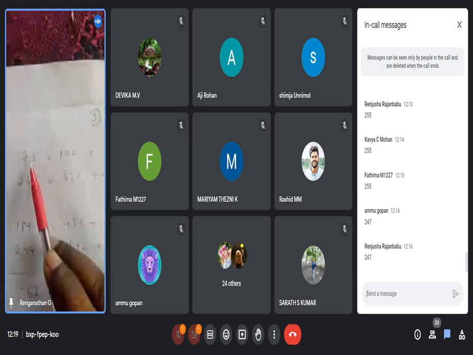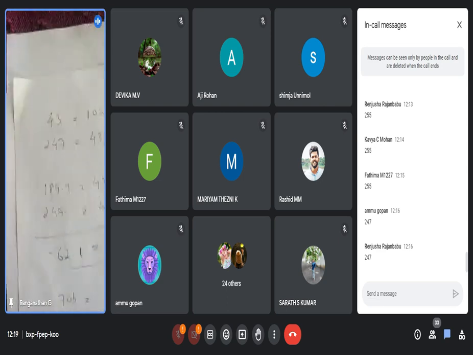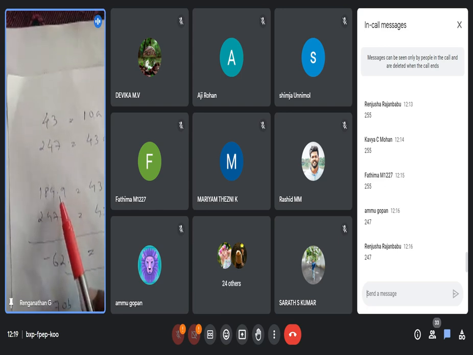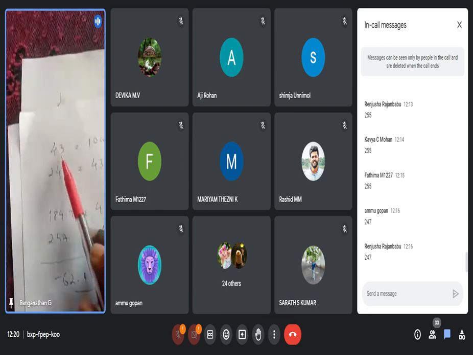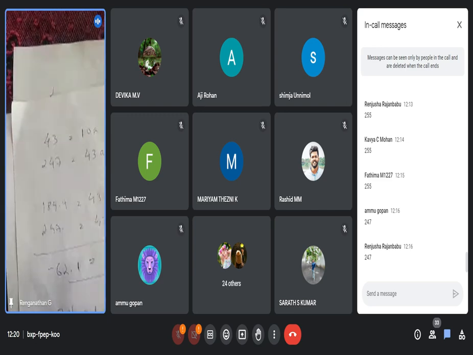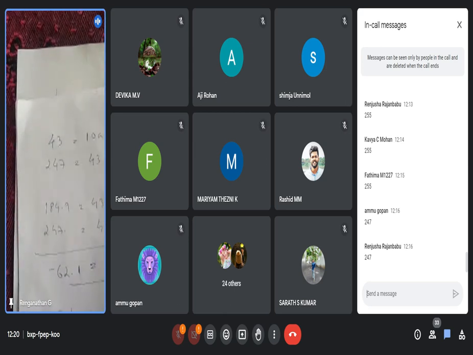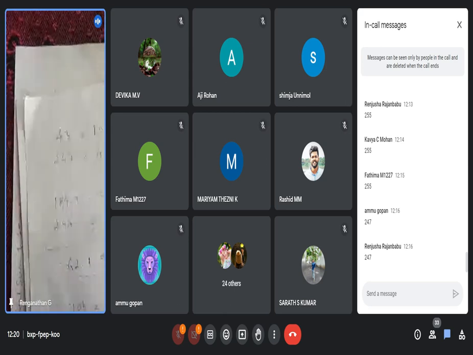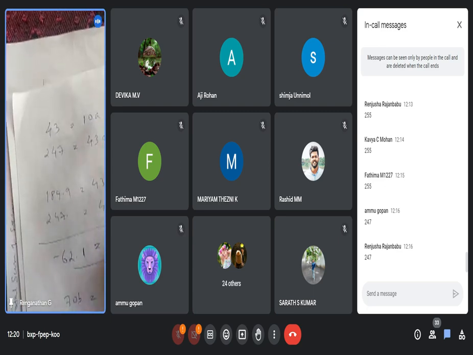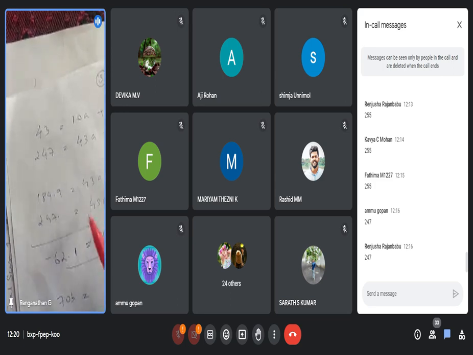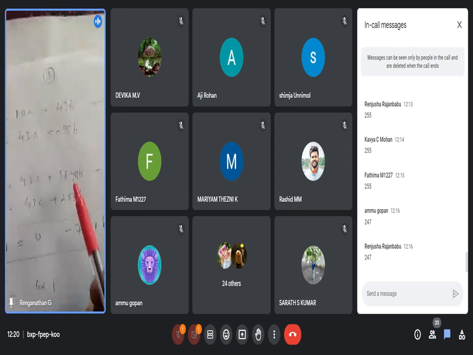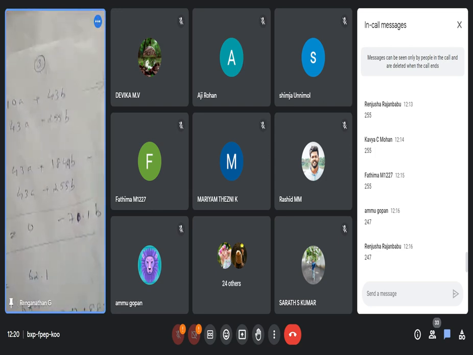Then 43 into 4.3, I got 184.9. You can check it with your calculator. If there is any error, tell me. If you have any doubt regarding these steps, just ask me immediately. Don't take time to ask questions. Then 10A into 4.3, we got 43A. Now it is equalized. Then 43B into 4.3 will be 184.9B.